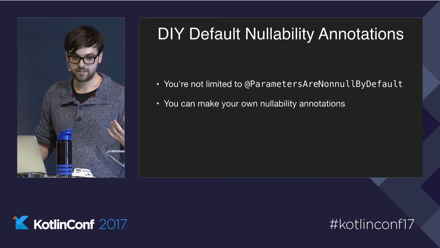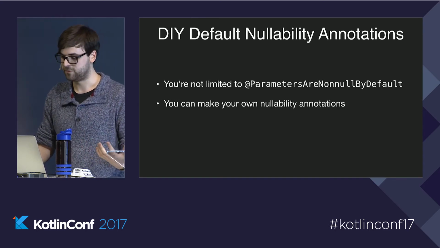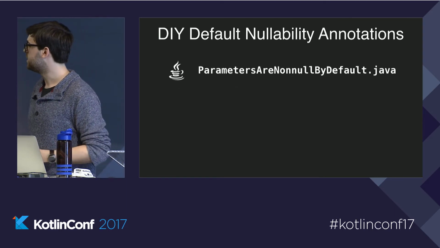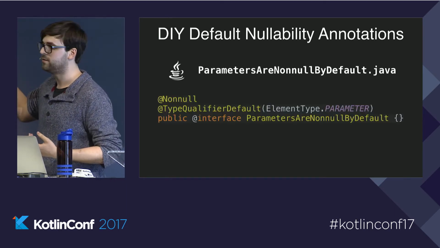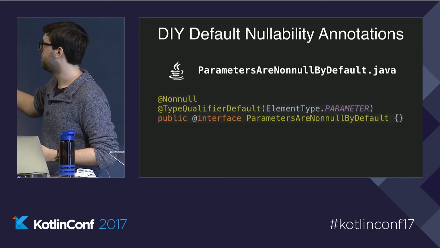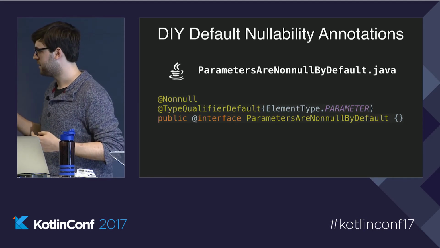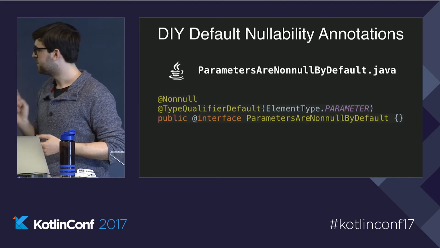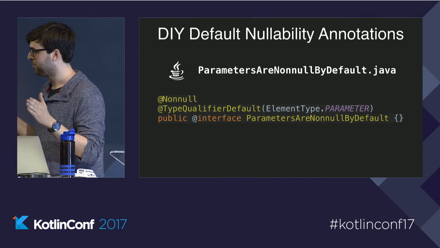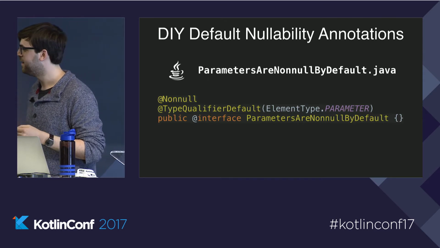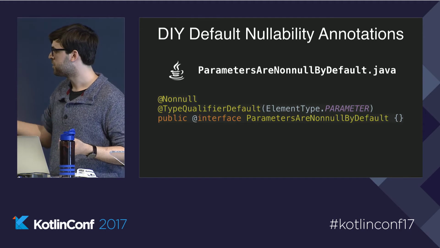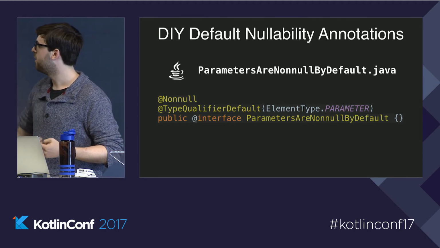So how do you make your own? It's really, really easy. So let's look at the source for parameters are non-null by default. So here's the source. It's at interface, which is how you declare a Java annotation for anyone who doesn't know. So this is an annotation, parameters are non-null by default. And the annotation has two annotations on it, right? Very meta here. So it has non-null, which you'll notice is another flavor of non-null. It's all one word, there is no capital third N. So this comes from the javax.annotations package, which is part of JSR 305. So this new non-null, and also type qualifier default.